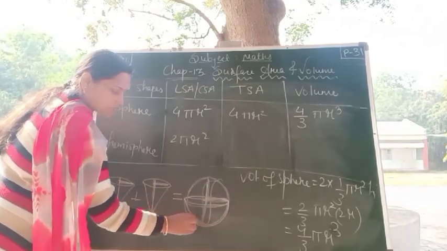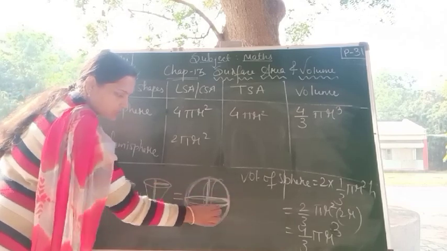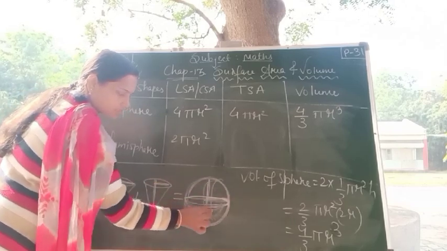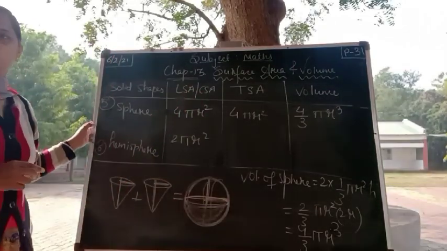This is 4 pi r square. The surface is 4 pi r square. But if I am talking about this one, so it is 2 pi r square. Okay, total surface area, 3 pi r.